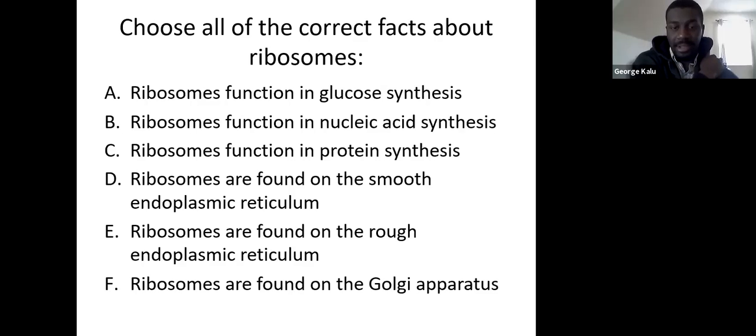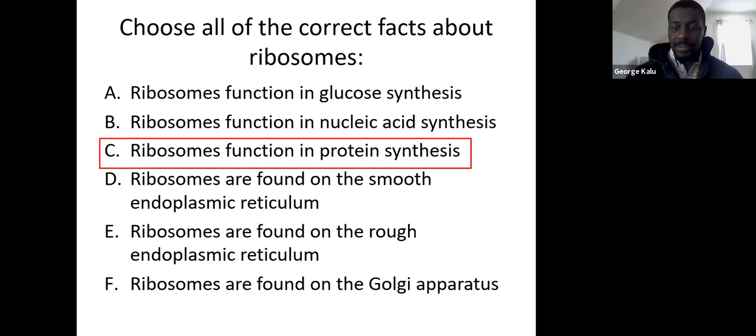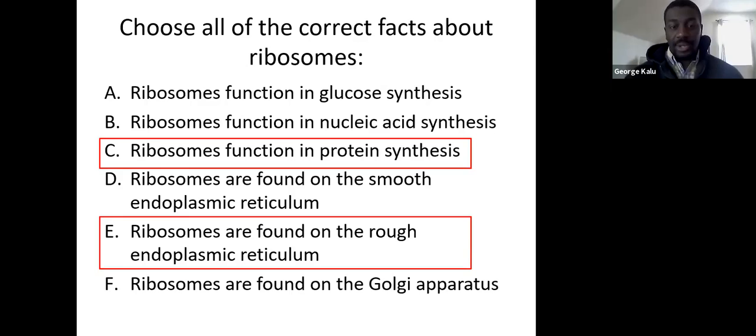All right, so Paul says C and E. Anyone agree? Anyone disagree? What do we think? Anybody? Oh, okay. Well, Paul is correct. Yeah, so C is one of them. Ribosomes are going to function in protein synthesis. And then E is also correct because they're going to be found on the rough endoplasmic reticulum.